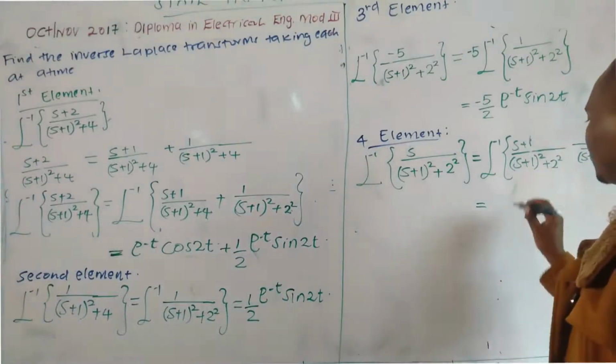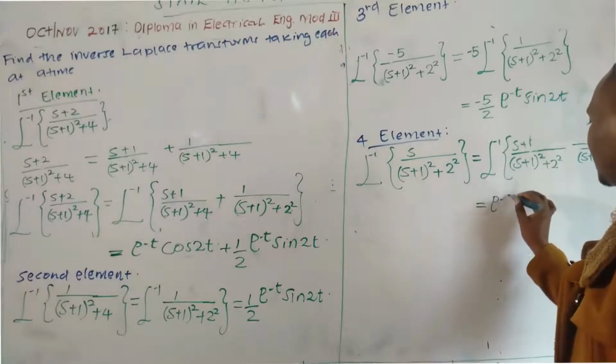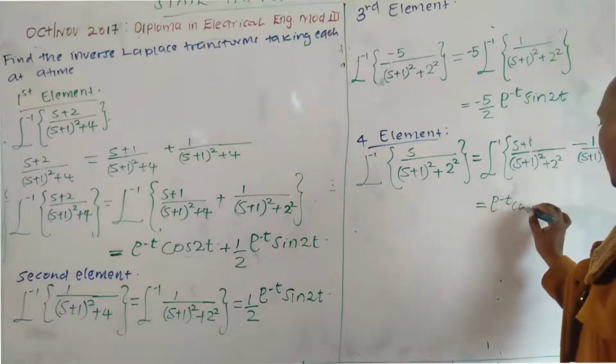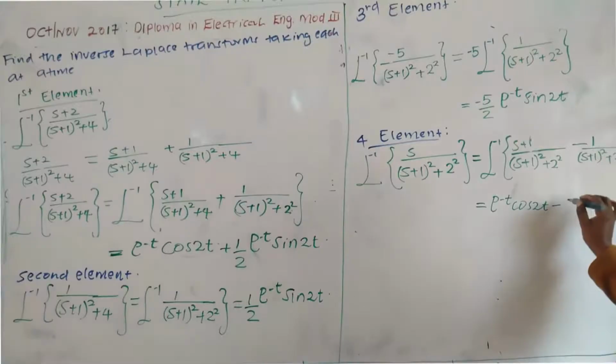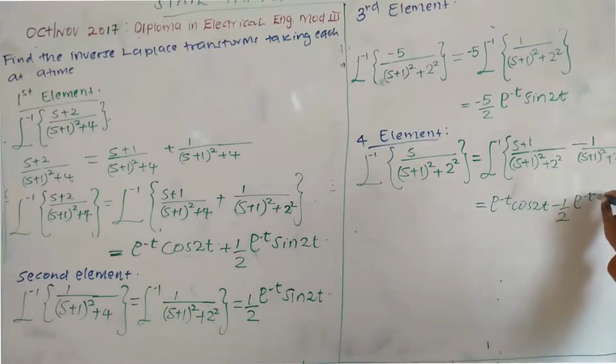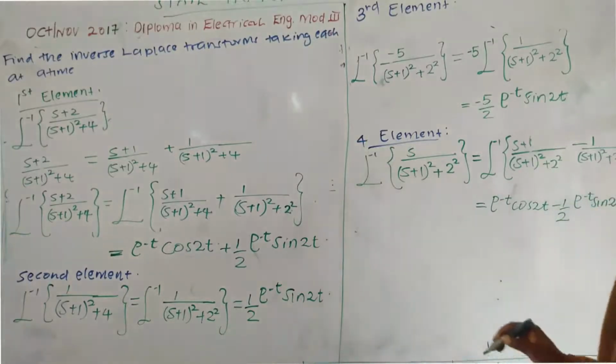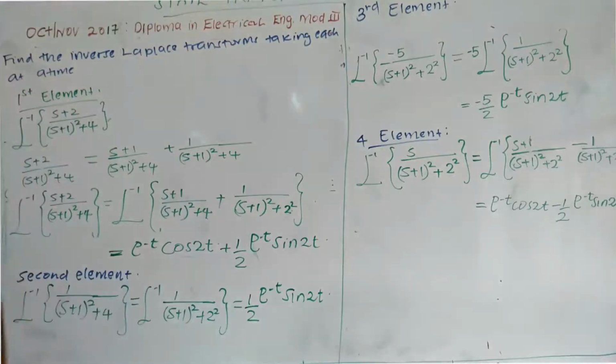So the result here will be exponential negative t cos 2t, and instead of plus it is minus, a half exponential negative t sine 2t. So you have all the 4 results that we needed. We should now bring them together.